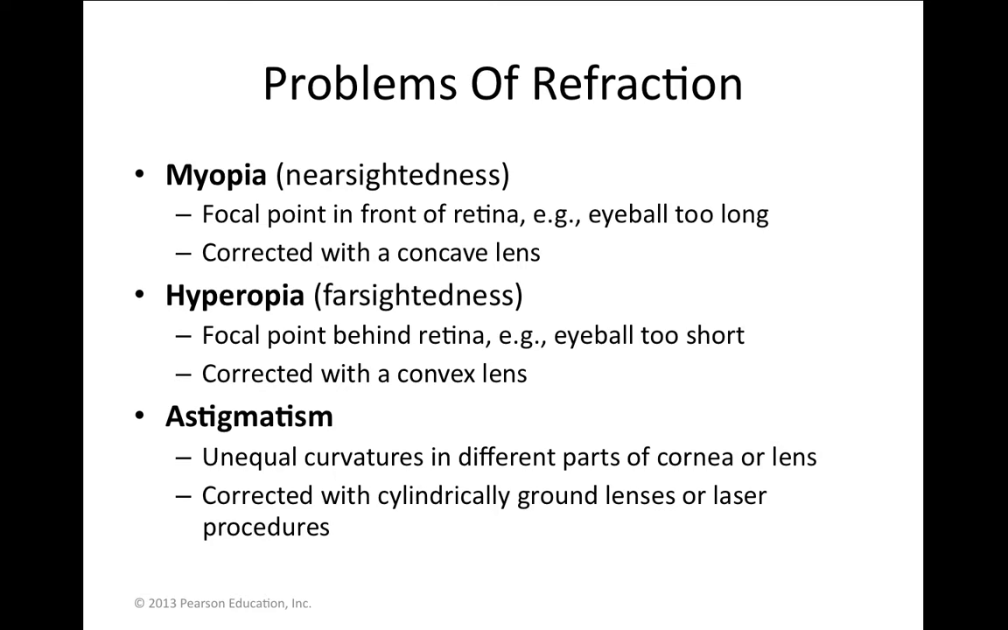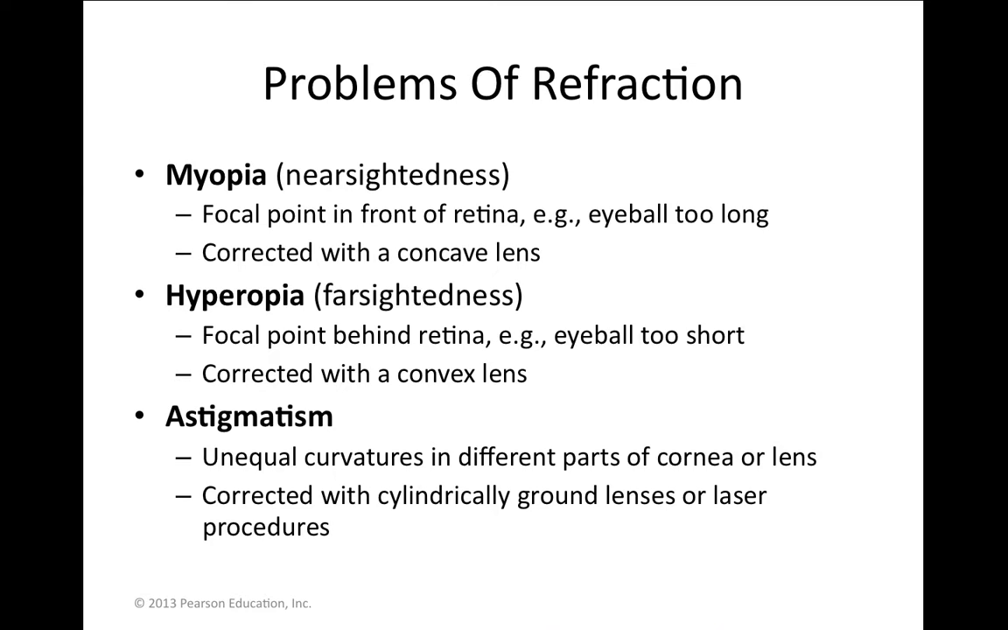So some of the different problems of refraction are going to be, one is myopia, which is nearsightedness. So the focal point is in front of the retina, which means that the eyeball is too long, and that's corrected with a concave lens. Okay, so you have a concave lens, which is going to allow you to focus the image at the focal point. Hyperopia is going to be farsightedness, and that's the eyeball that's too short. So the focal point is behind the retina instead of on the focal point. Okay, this is corrected with a convex lens, so it refracts light less.